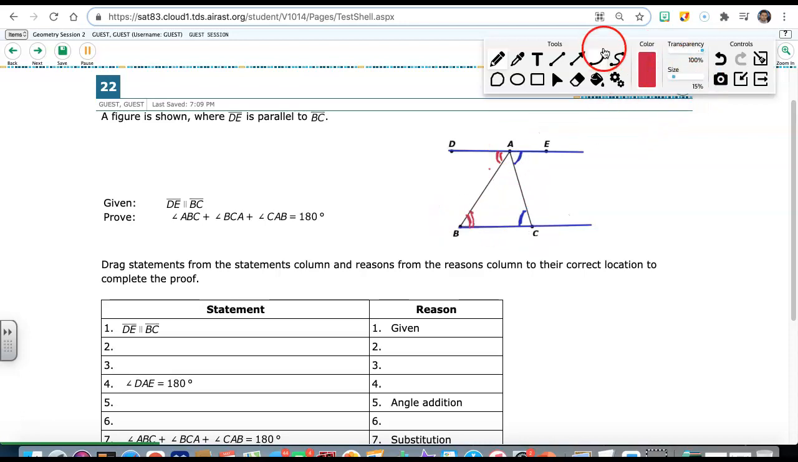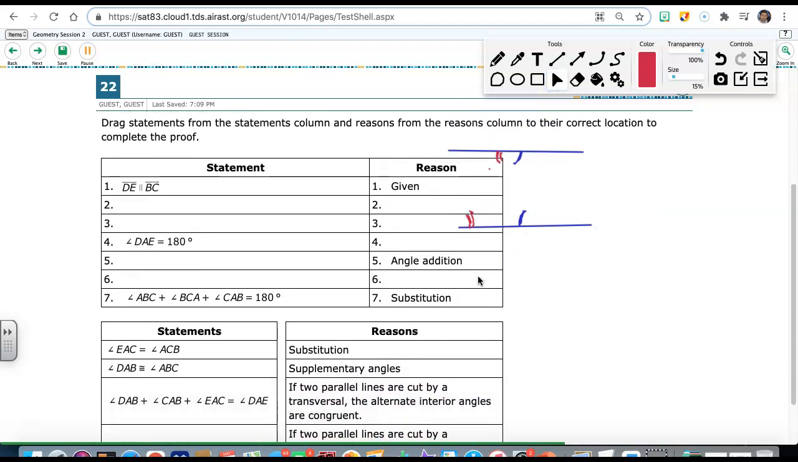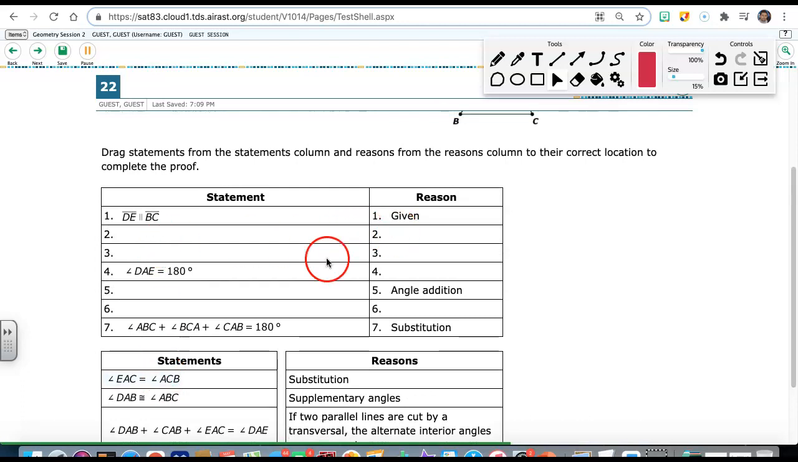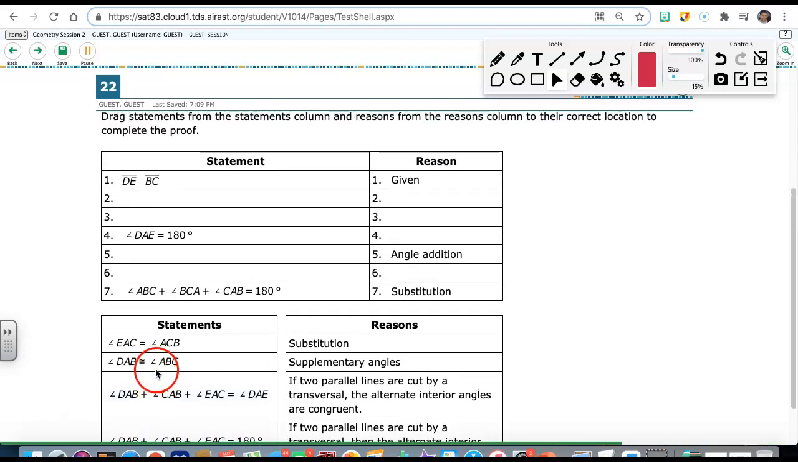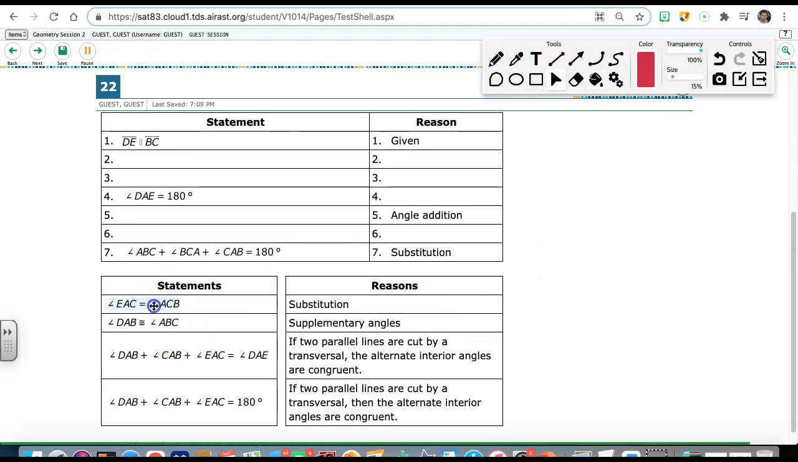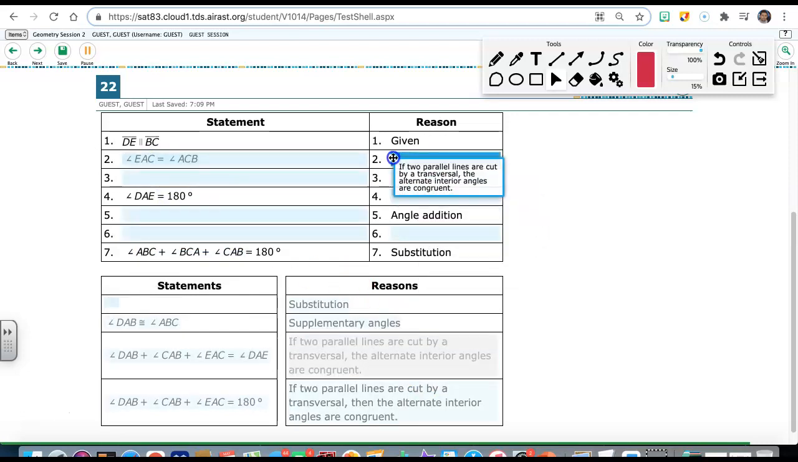Let's check. Let's go to the bottom and see. Let's erase that so it doesn't bother us. DE is parallel to BC, okay. EAC is congruent to ACB. There we go with the angles. EAC with ACB, those two angles are alternate interior angles. Here we go, right away.